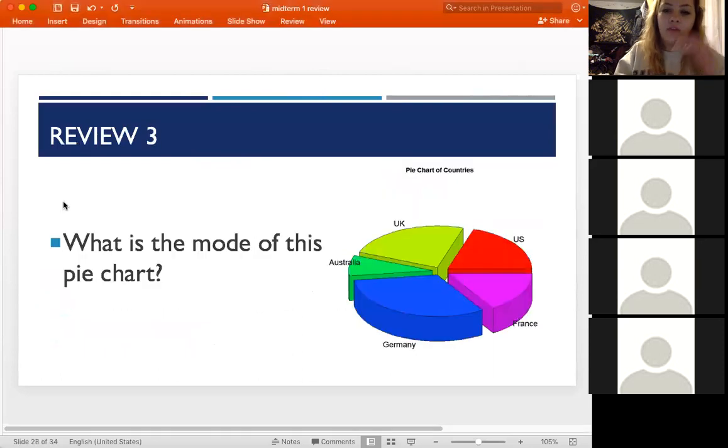All right, what is the mode of this pie chart? This one should be a quick one. So try this one out.